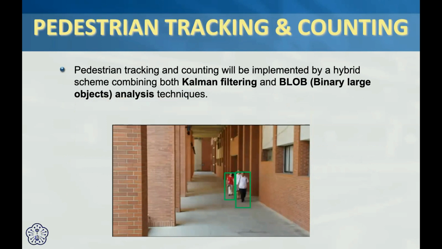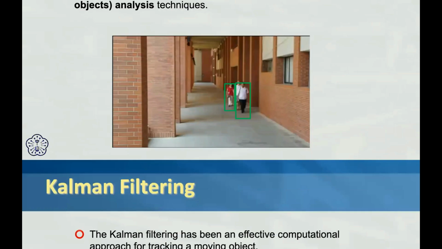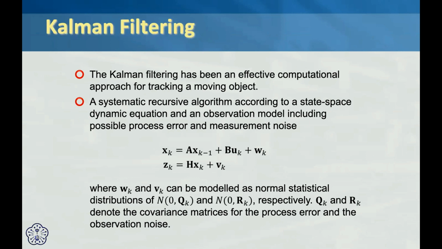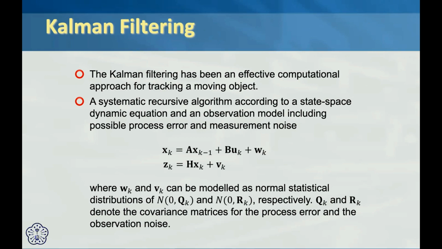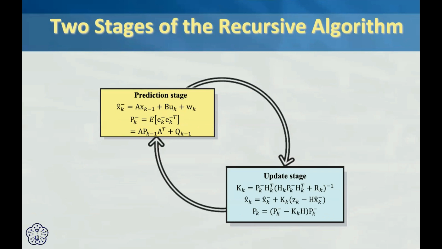And about the pedestrian tracking and counting, we apply Kalman filtering and BLOB, binary large object, analysis. The Kalman filtering has been an effective computational approach for tracking moving objects. Actually, Kalman filtering is a systematic recursive algorithm according to two equations. One is a state-space dynamic equation, and the other is an observation model. Most importantly, both models include possible process noises and measurement noises. This figure shows you the structure of those two stages in Kalman filtering, the prediction stage and the update stage.